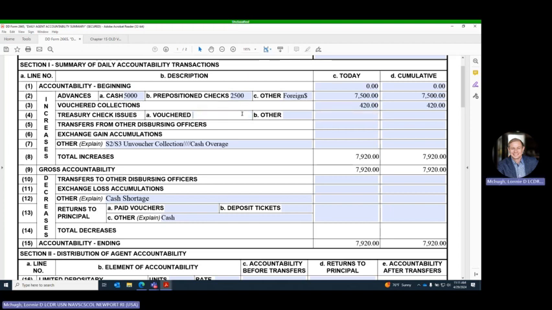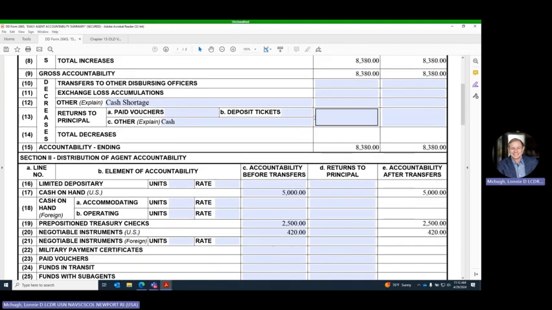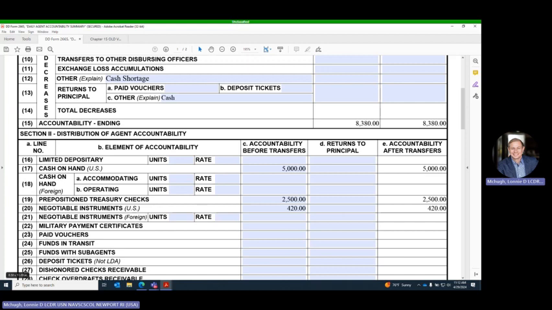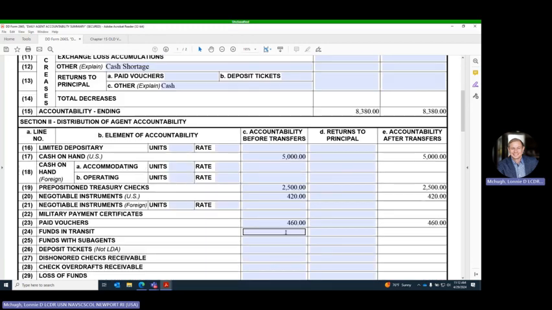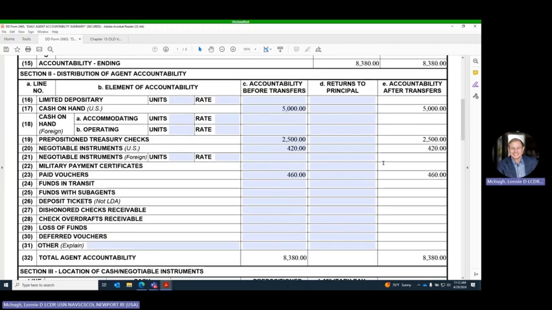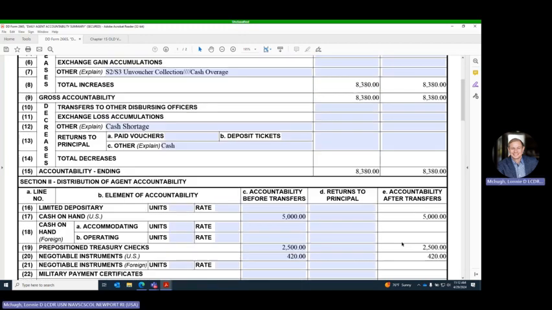All right, so in this example, we're going to say that we paid a bill for $460. That carries over to our today column, and that carries over to our cumulative. So we paid out a voucher, so we go down to line 23, paid vouchers. We'll enter that 460 there. Now we're going to check, does line 9, 8,380, match our 32 Charlie? And it does. 15 matches our 32 Echo.